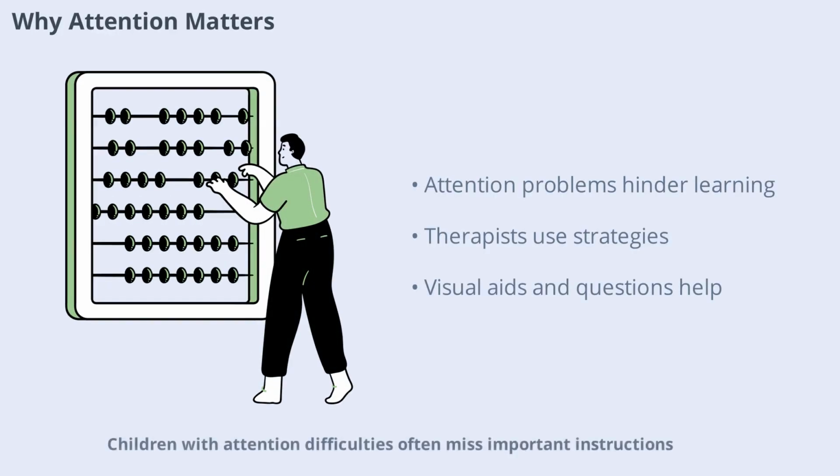Children with attention difficulties often miss important instructions, forget lesson explanations, or seem careless. But the real problem is that the information never entered their thinking system. Educational therapists use strategies to improve attention, such as reducing distractions, using visual aids, giving short instructions, and engaging students with questions. By strengthening attention, we help students move information to the next stage of learning.